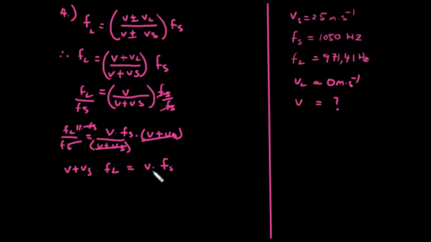Now I want to put all my V's and all my F's again on one side, so I'm going to divide this side by FL as well as this side by FL. Those will cancel. Then I'm going to divide this side by V as well as this side by V. Therefore I'm going to have V plus Vs all over V equal to Fs over FL. Now that was the hectic piece of math that we had to do.